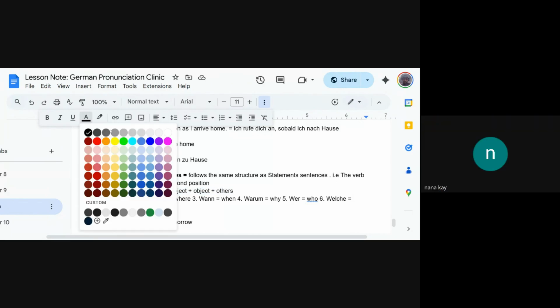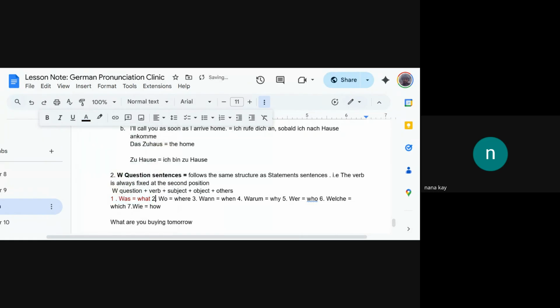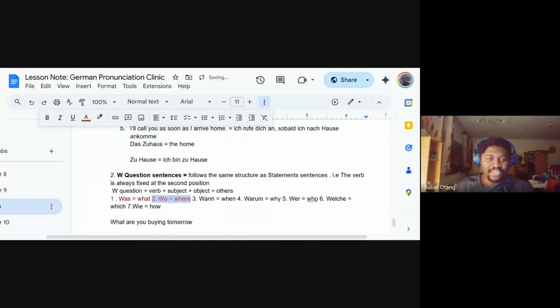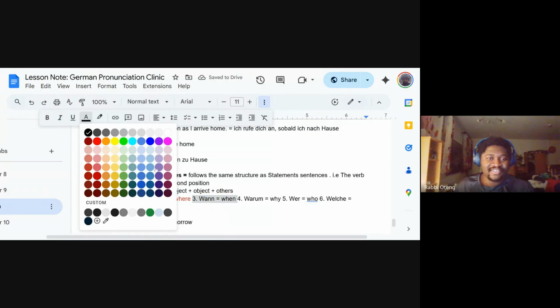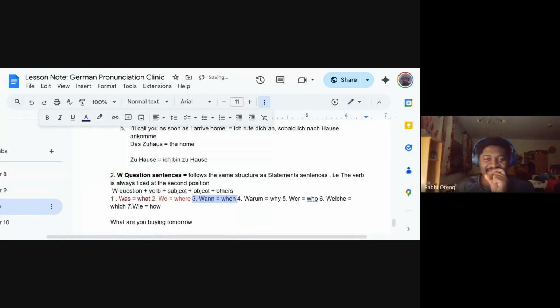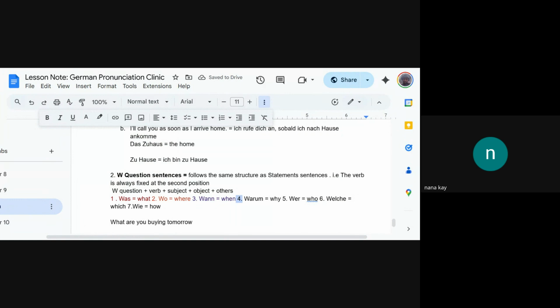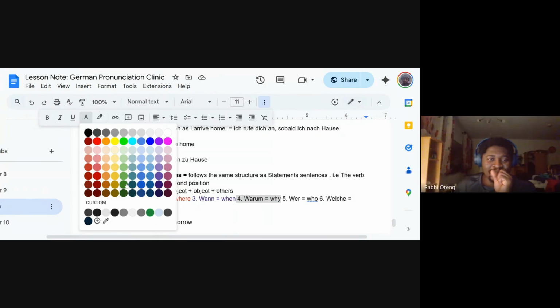Yes, for those who know. Wo is the most important one. Because if you understand, if you know wer, you can use it with wer, you can understand the cases easily. The accusative, the dative, and nominative, accusative.